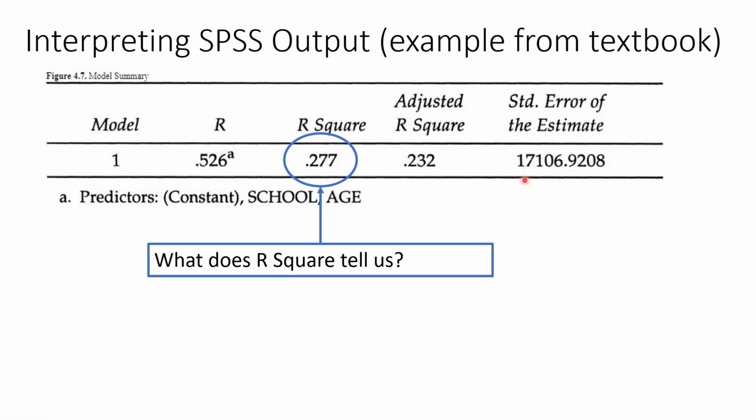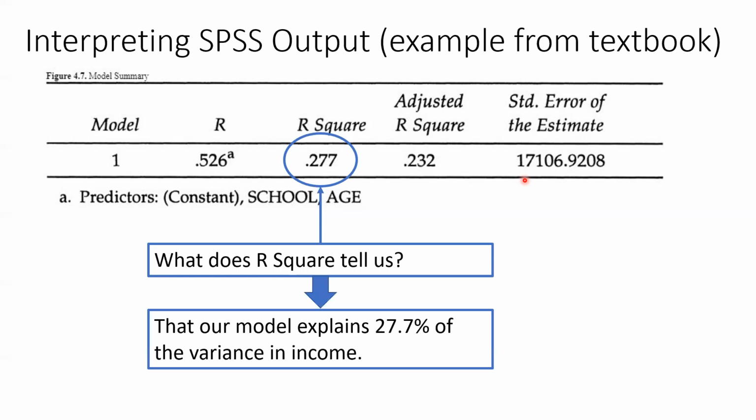This is what we're interested in. From this table, from the model summary, we're most interested in our R square value. So what does the R square value tell us? It tells us that our model explains 27.7% of the variance in income. So school and age together explain 27.7% of the variance in income.